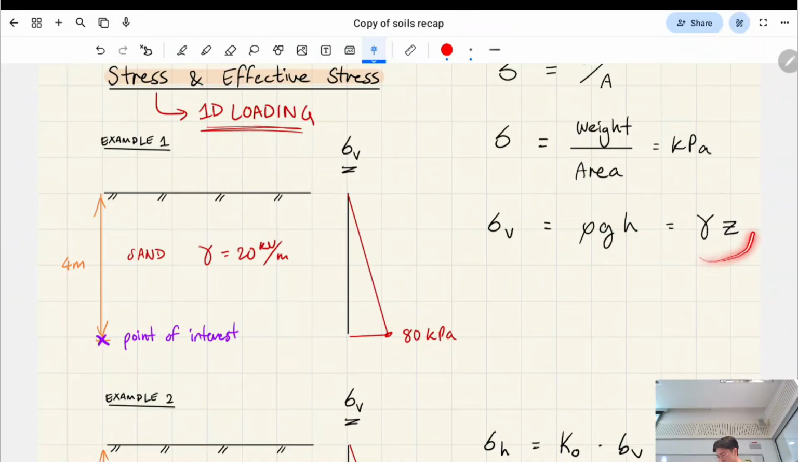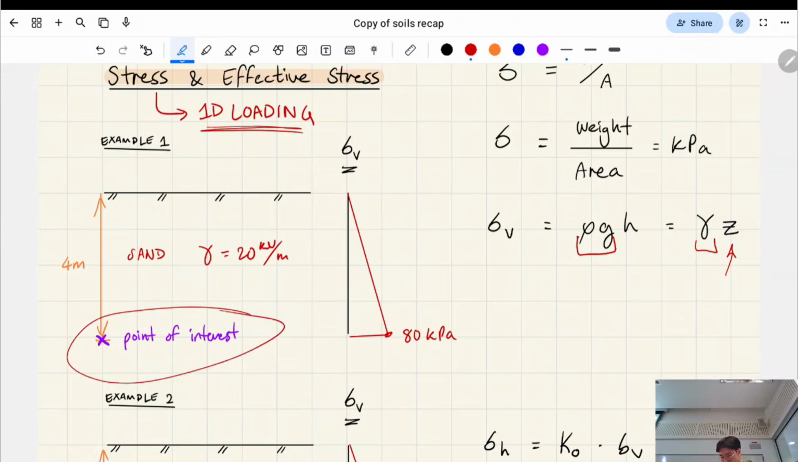So that can also be expressed in terms of gamma. Gamma is basically these two things combined. Gamma is unit weight, it's your density multiplied by your gravity constant. And then Z is usually the notation we use in this course. That's the depth of soil.